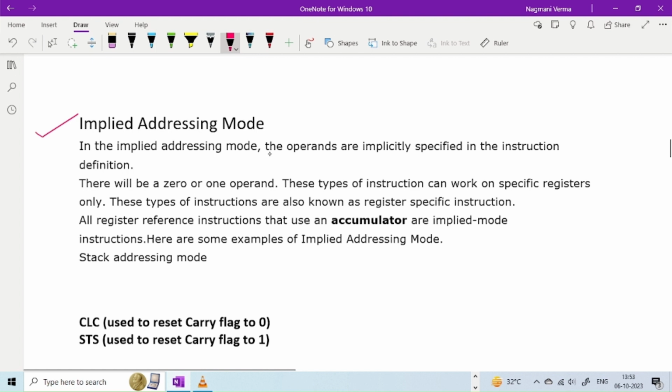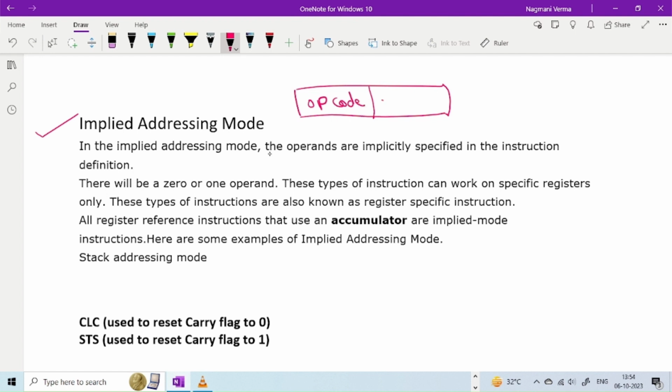What it means is, for example, this is our instruction. We have two parts. One is the opcode and another is the operand. So here it is saying operand. This part is implicitly specified. It means that in the instruction this part is blank. So what is in the operand?